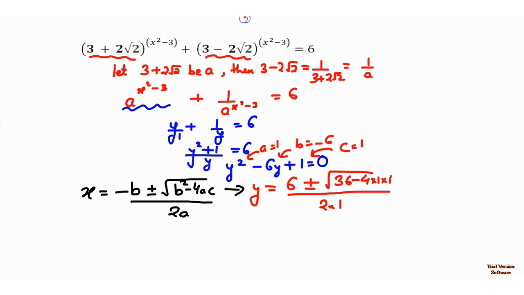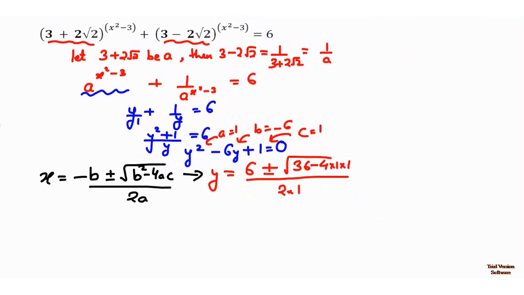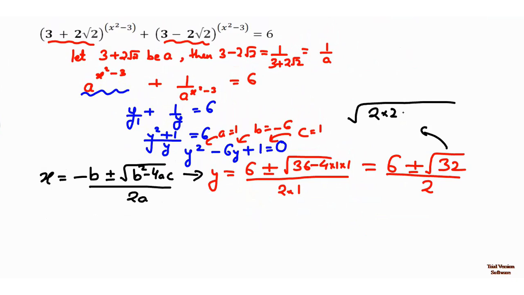Now we can solve this equation. So this is 6 plus minus under root 36 minus 4. That's going to give us 32 upon 2. We are going to simplify this 32. The method for this is to do the factors. This 32 is under root 2 into 2 into 2 into 2 into 2. It's basically 2 to the power 5. We'll make a pair of these two 2's and this will stay inside the under root.